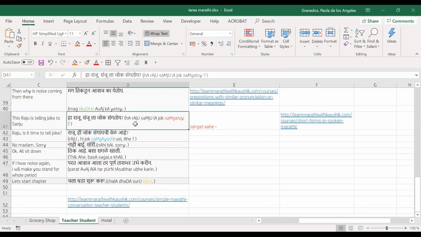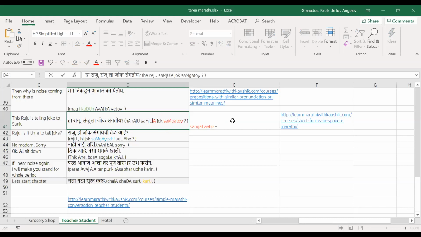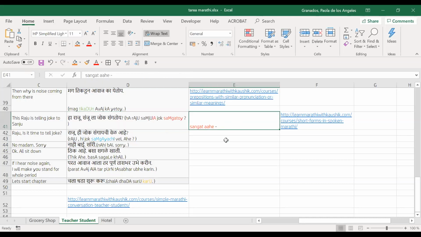One thing that is interesting to see here is that instead of following the same structure of English, the structure here is different. Like Raju, which is the first person, Samju. If you're going to tell that someone is interacting and you have two names, you will just put them together. Then Raju, Samju, Lajok Sangatoi. Sanju La. So two Sanju. The particle La, you can just put it together.